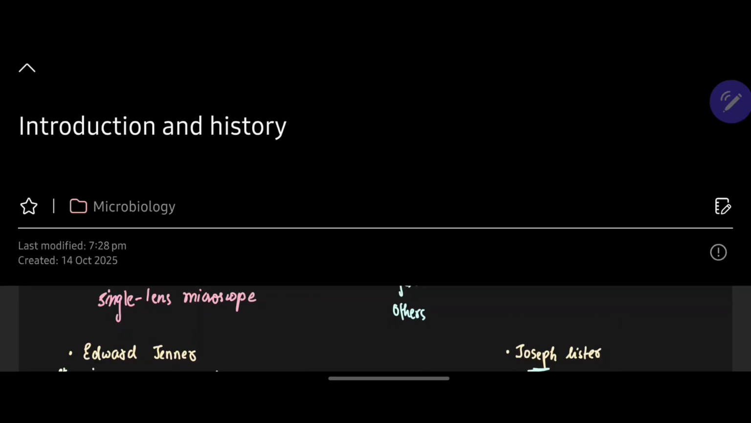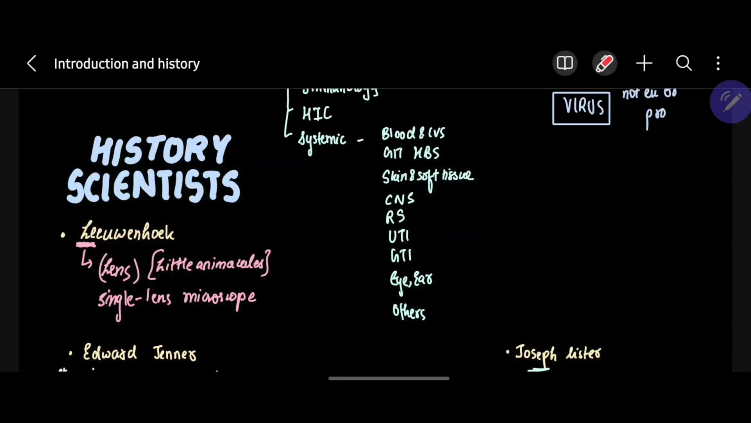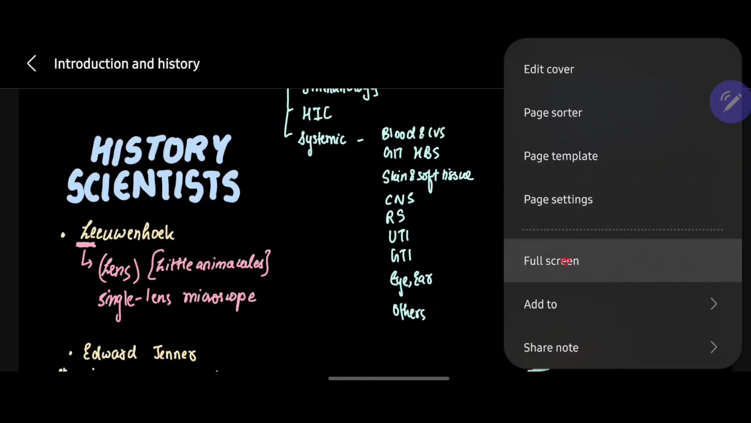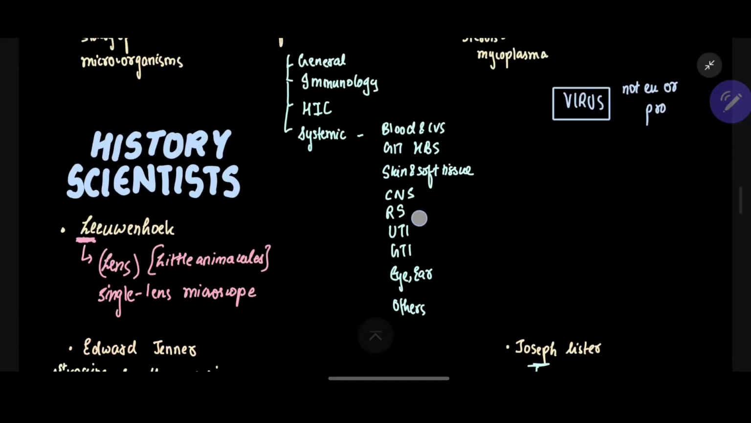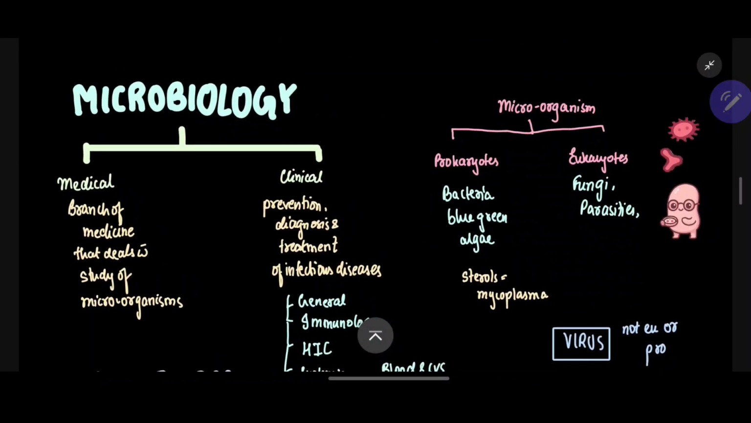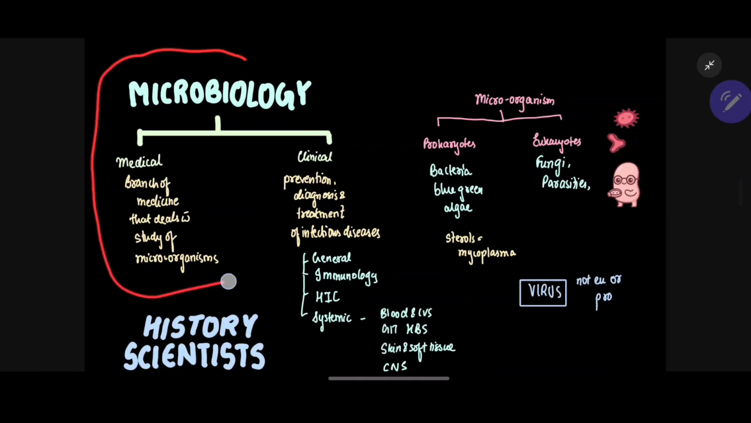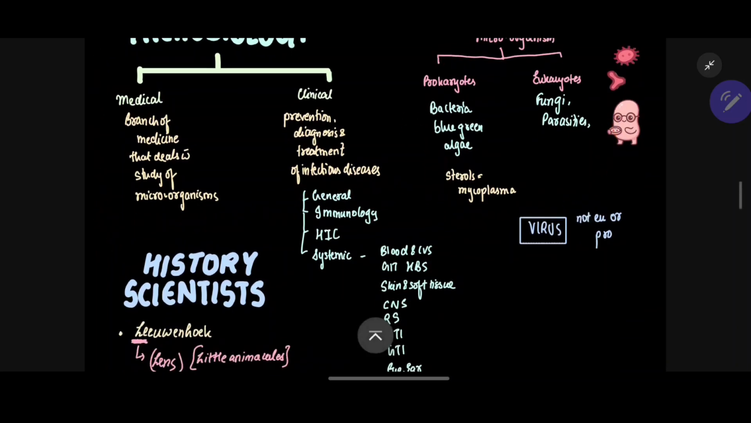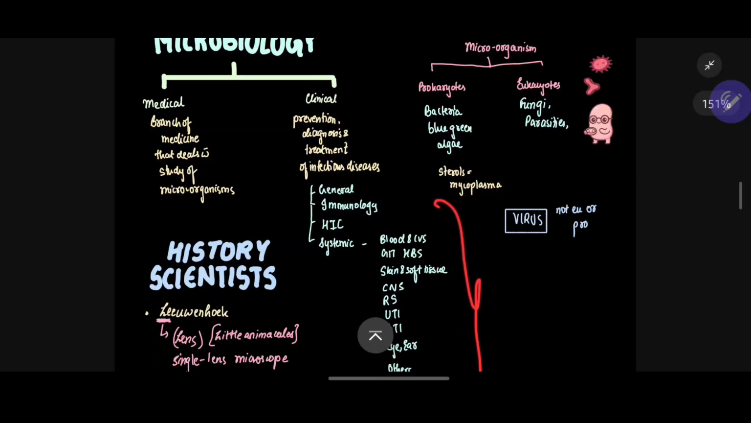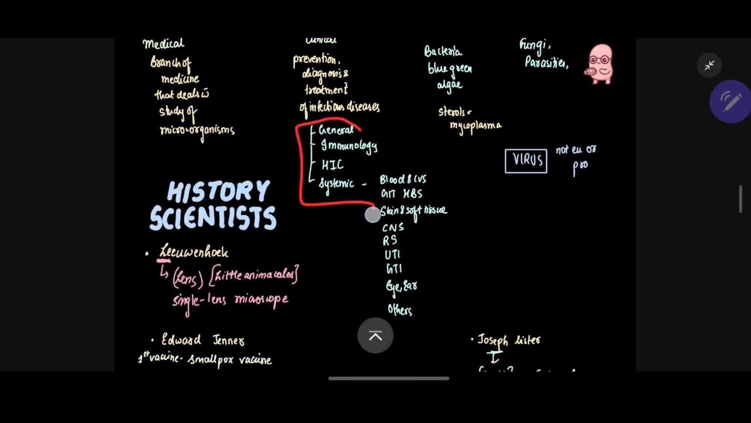And in today's video, we are going to talk about the introduction and history of microbiology. The reference to this chapter is from Essentials of Microbiology by Apurva Shastri, and I have split this into two sections. Firstly, I'm going to give a brief overview of what microbiology is, what microorganisms are, and how we will deal with microbiology throughout the year, how the chapters are going to be split up, and so on.